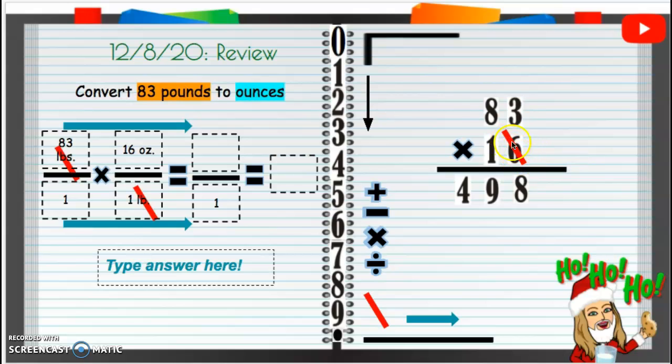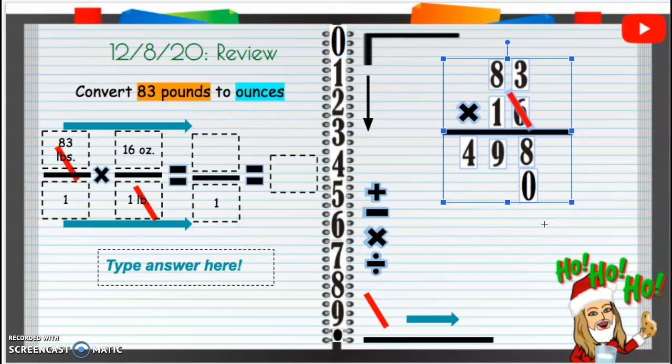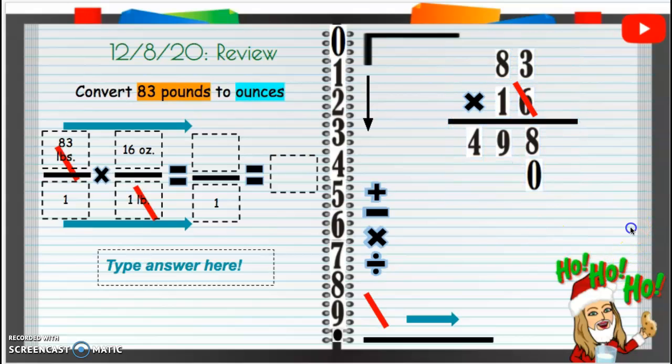We are also done with this 6 because we're moving over a place value, which also means we need to put a placeholder of 0. And I'm going to put this up a little bit because it looks like I did not give myself enough room. All right, so 1 times 3, easy peasy, lemon squeezy, that's 3. 1 times 8 is 8. All right, so then we're going to add them up.